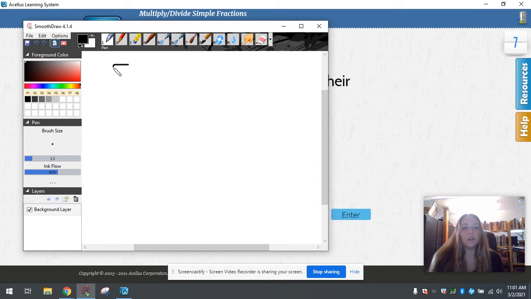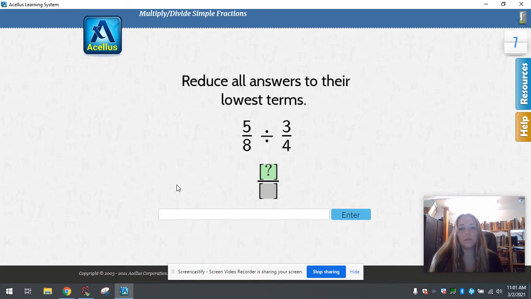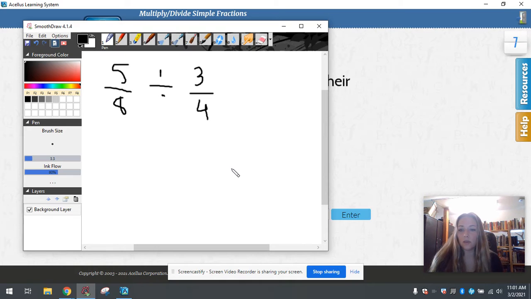So I have 5/8 divided by 3/4. Okay, now the way that you can remember with dividing fractions is this: copy, dot, flip. I'm going to copy my first fraction. I'm going to put a dot to show I'm doing multiplication, one of the many symbols for multiplication. I'm going to flip the second fraction so that I have its inverse, or reciprocal.